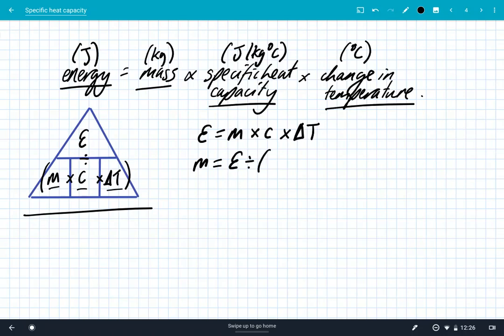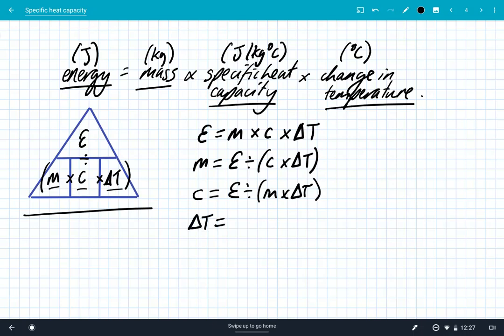You must put brackets in here else you'll do something wrong on your calculator. Energy divided by specific heat capacity multiplied by change in temperature. If you wanted to determine the specific heat capacity, use your finger and cover up the C and you get energy divided by brackets mass times change in temperature. And if you want the change in temperature in a calculation, you'd cover up delta T, and that gives you E divided by brackets M times the specific heat capacity.